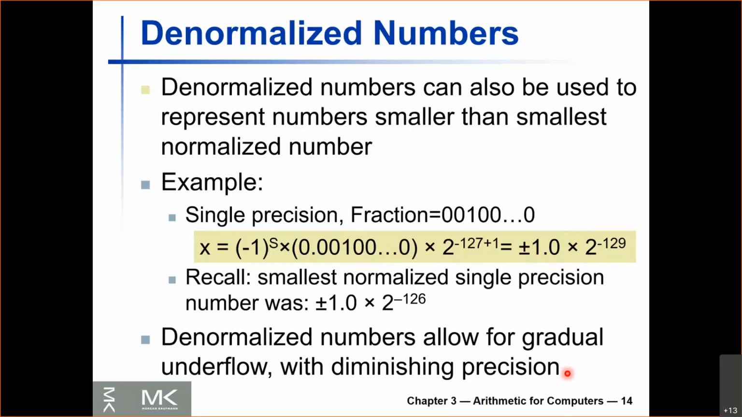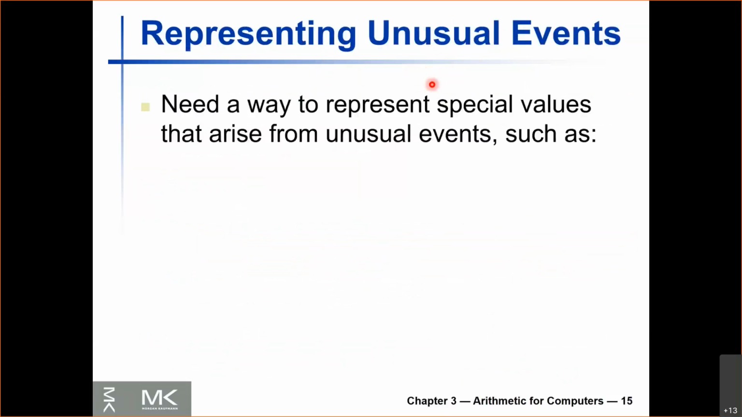Okay, well, now let's look at what we do with the other reserved exponent. So what we would like is a way to represent unusual events. And what do I mean by unusual events? Well, let's take a look at certain things that could happen when we're operating on floating point numbers. So we need a way to represent special values that arise from unusual events.